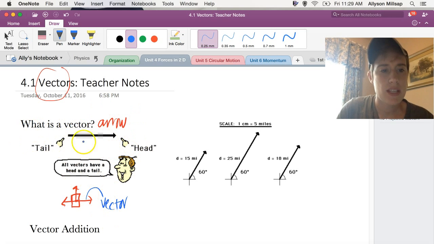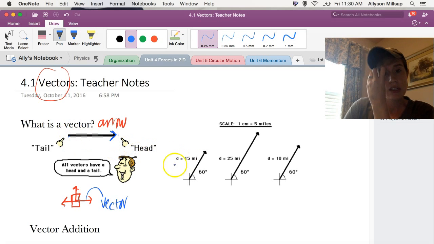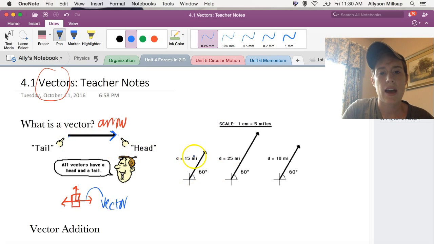So vectors have a tail end, that's the part without the actual pointy part of the arrow, and then they have a head end, which is the part with the pointy. So whenever I'm talking about the tail end of a vector and the head of a vector, this is what I'm referring to. Vectors have magnitude. Magnitude is the number associated with that vector.